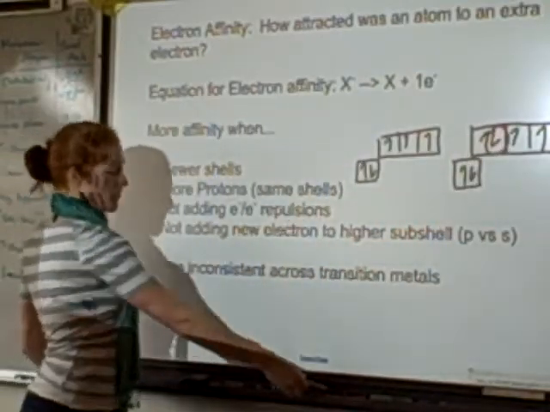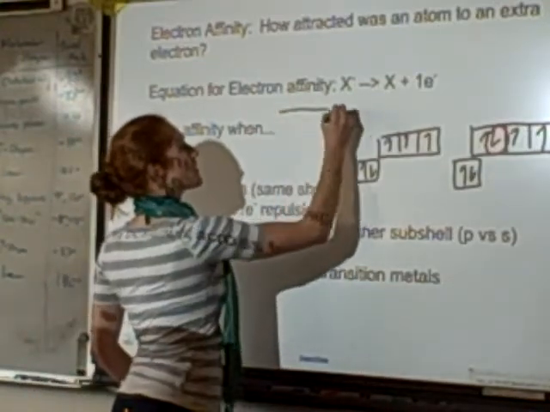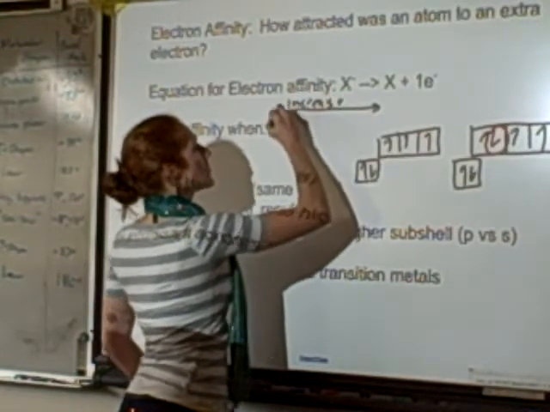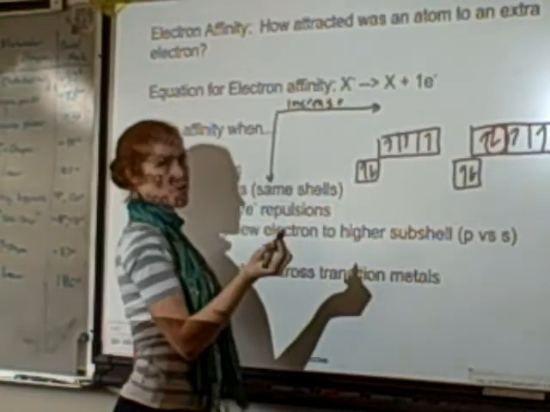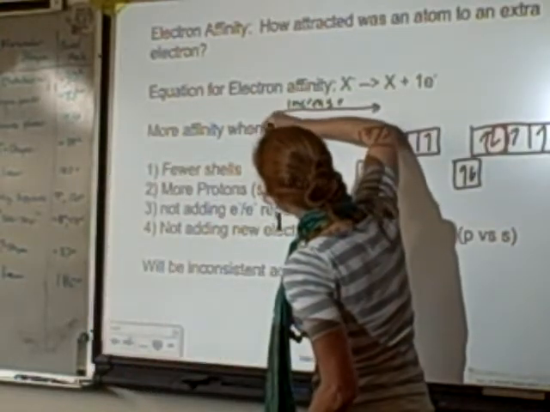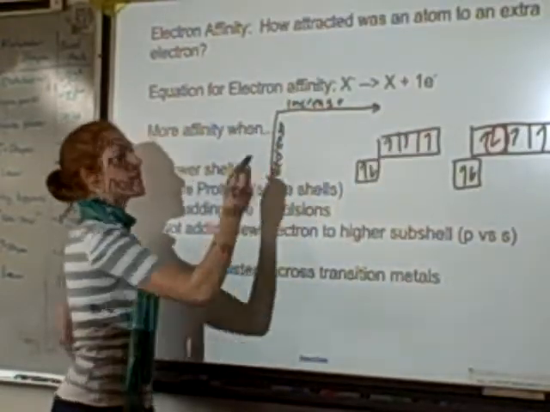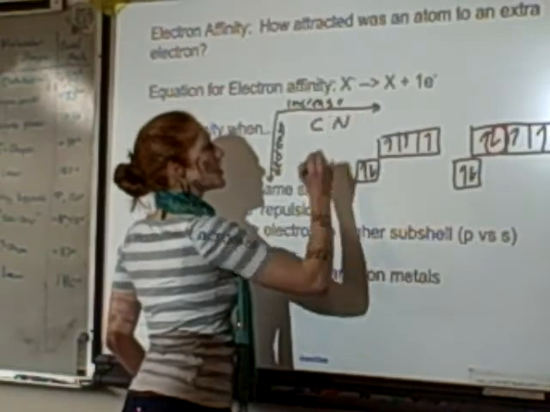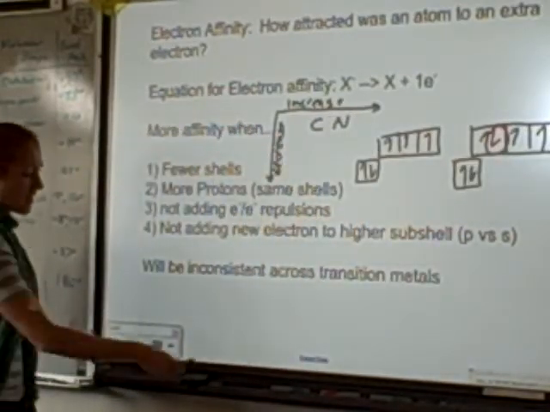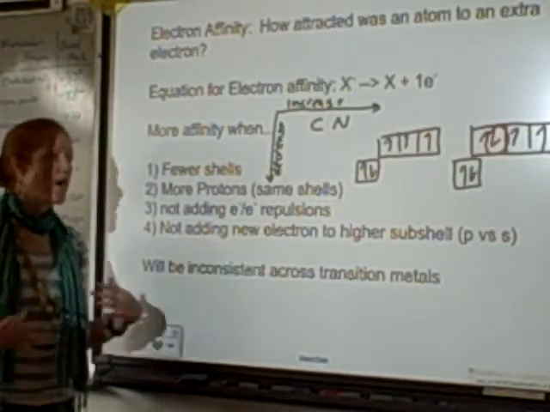So even though electron affinity should increase across due to more protons, and it should decrease down, less attraction because there's more shielding, even though we'd expect that, we break that trend as we go from carbon to nitrogen, because nitrogen is adding electron-electron repulsion. The other big thing to look at is, are you adding an electron to a higher subshell?